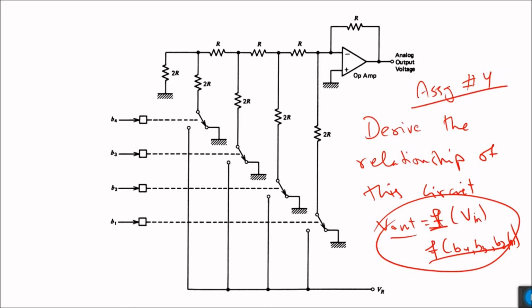And at the end of this derivation, you will see that this digital data that is input to this system, this circuit of the digital to analog converter, is converted to analog output voltage through the same formula that we discussed earlier. There is one more circuit that is used for the implementation of digital to analog converters, and let us discuss that.